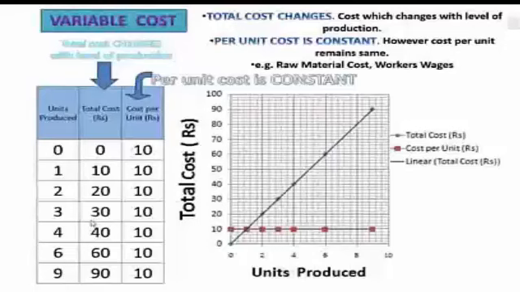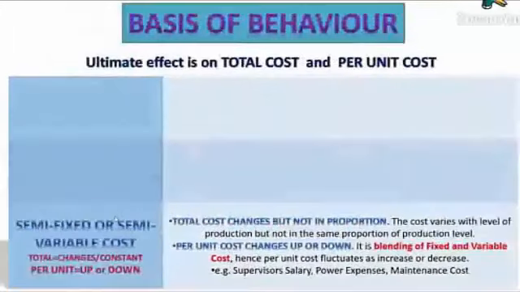So irrespective of production level, your per unit cost is constant, and your total cost will keep on increasing in the same proportion as the production is increasing. Now this is the second type of cost behavior. First one was a fixed cost, second one was a variable cost. Now these are the main two costs in behavior, but there can be a combination of these two. That cost is called semi-fixed cost, or it is also called semi-variable cost. Now semi-fixed cost means total cost will also change, per unit cost will also change.